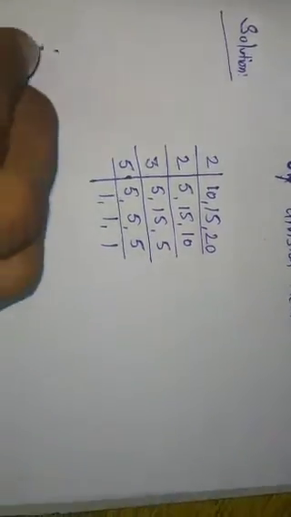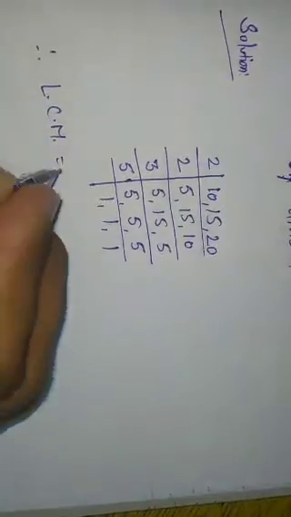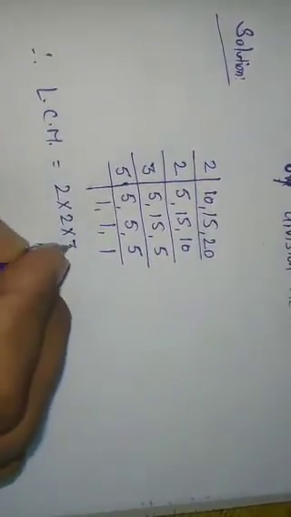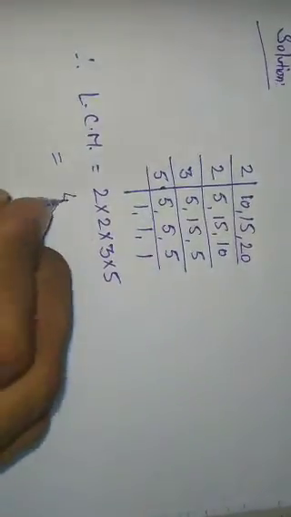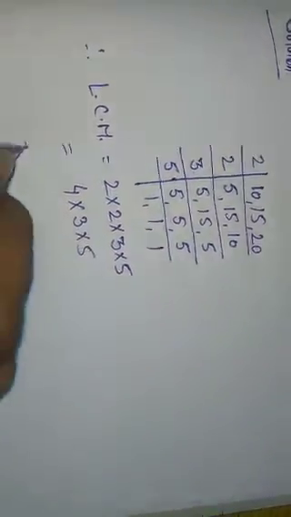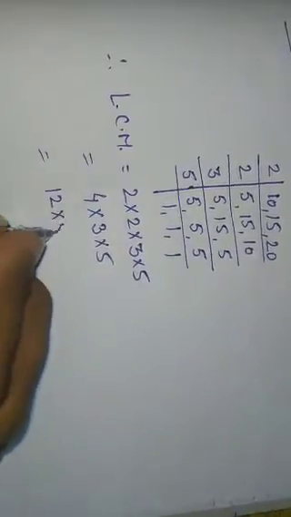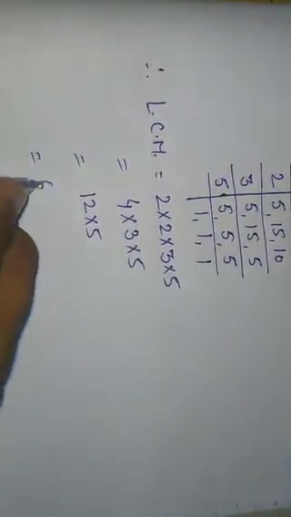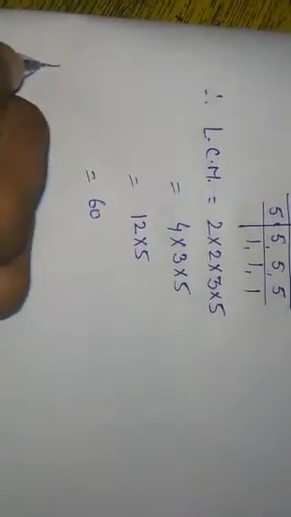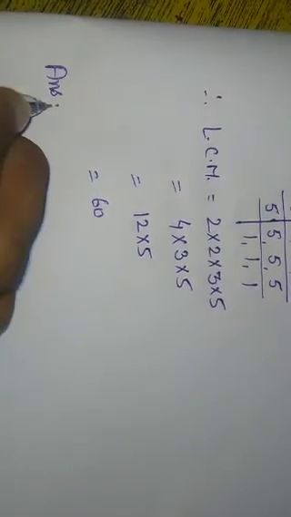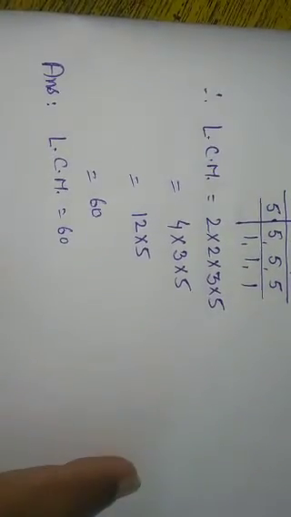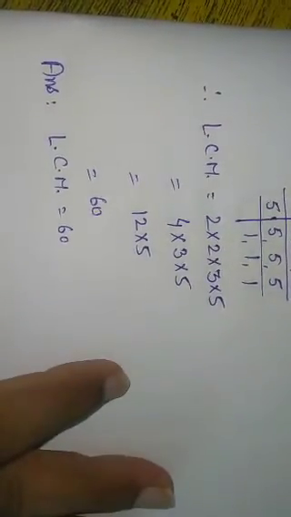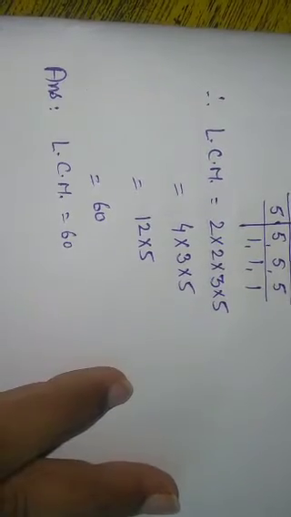Clear students? So therefore LCM is equal to 2 into 2 into 3 into 5. So you will multiply here. 2 twos are 4, into 3 into 5; 4 threes are 12, 12 into 5, 12 fives are 60. So 60 is your answer. You can write the answer: LCM is equal to 60. So I have taken this only as an example. Okay, so let's continue our exercise.